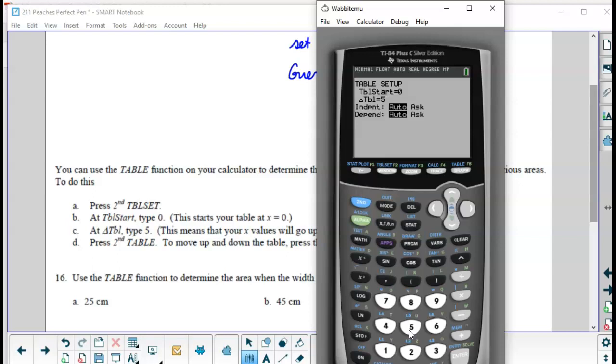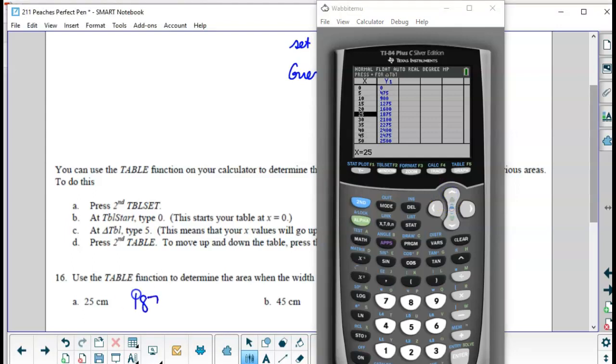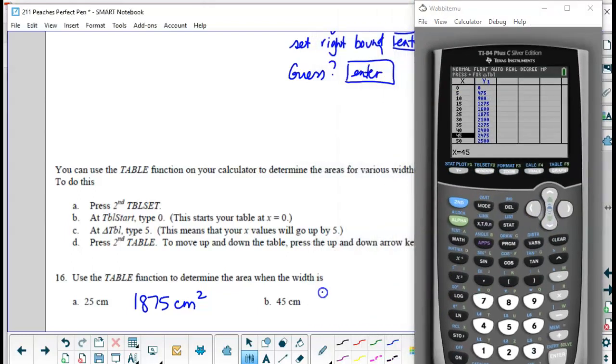Then go to the second graph, which is the table, and you will see all the values. Starting at 0, going up by 5, so you can see when you get to 50, you get 2,500. So use the table function to determine the area when the width is 25. That was 1875. 45, 1475.